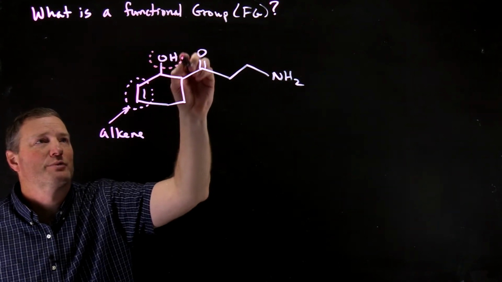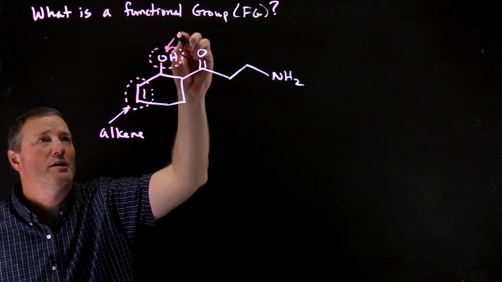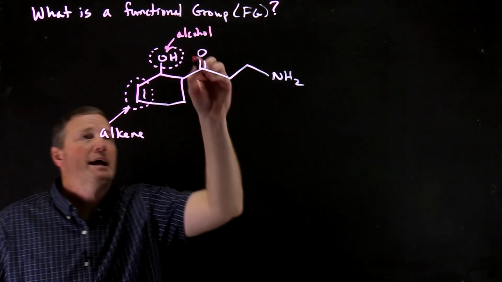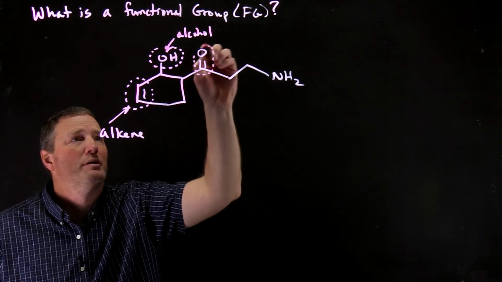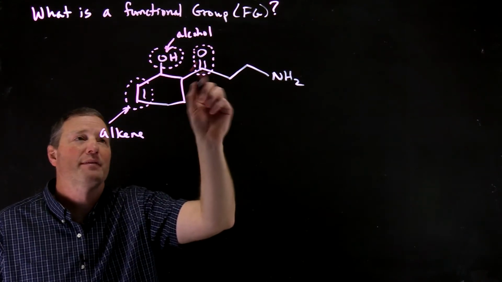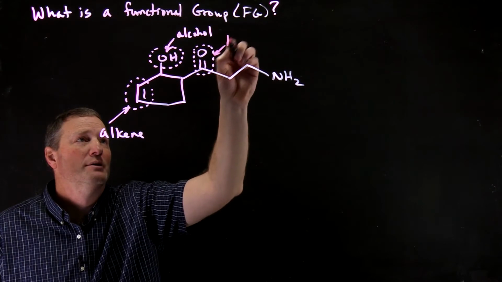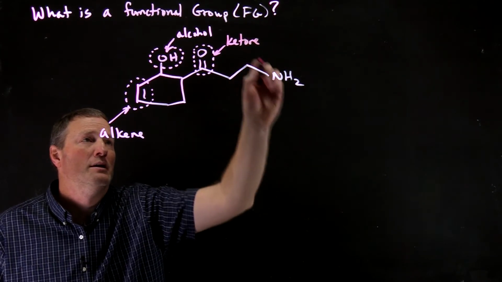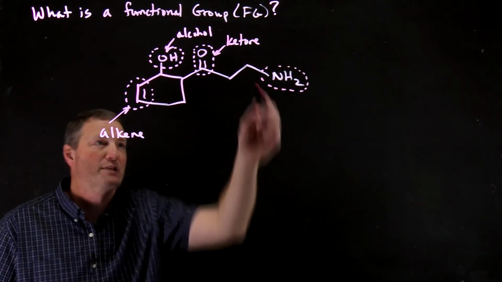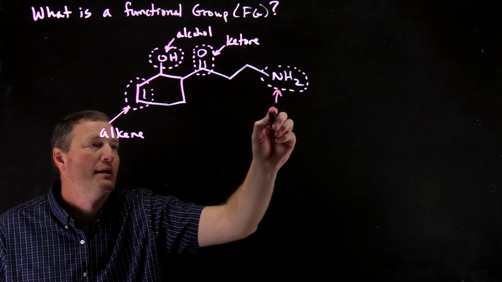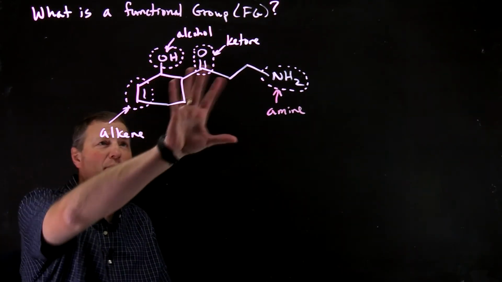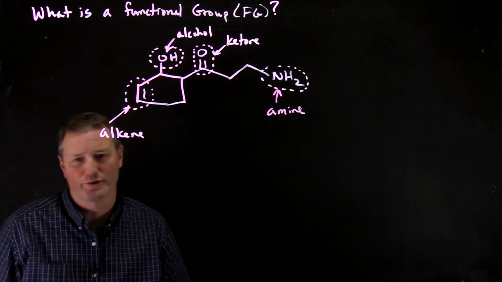Another functional group is this one here. When we looked at it earlier, this is an alcohol, an OH group. Next, we have this group. So it's a C double bond O, but notice it's now connected to a carbon on this side and a carbon on this side. So this is called a ketone. And then lastly, we have an NH2, or a nitrogen-containing group attached to one carbon. This is called an amine. So in just a very simple molecule, not that big, we actually have 4 different functional groups.